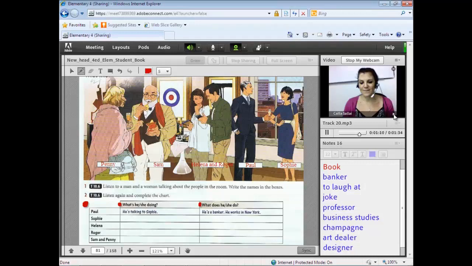So that's Paul and Sophie, Helena and Roger. Now, there are two more. Who are they? There's Sam and Penny. They're looking at a photo on Sam's phone. And what do they do? They're designers. They make clothes for children. Okay. So that's everybody. Thanks. That's all right.